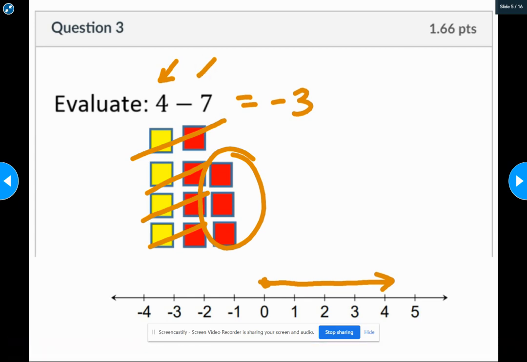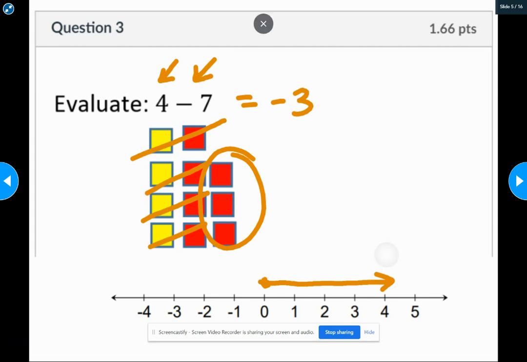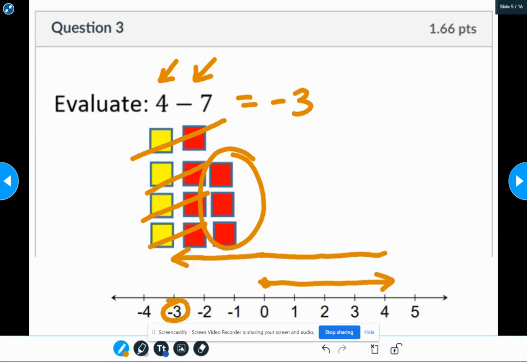And then I have a negative 7, so I'm going to go left 7 from the 4. So there's 1, 2, 3, 4 to the left, 5 to the left, 6 to the left, 7 to the left, and that leaves me at negative 3. So I would give the same answer, just doing it with the number line. Okay, let's do one more before we stop the video.